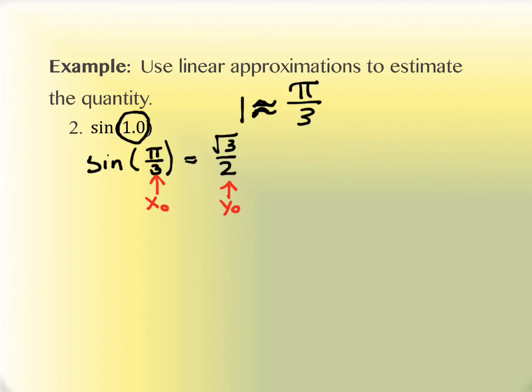So in terms of my equation, I'll write it with zeros now since I just wrote that down. I'm going to do y minus y0 equals m times x minus x0, and I know x0 and y0 now. What do I need? I need m. So how do I find m? The derivative. I need the derivative of the sine function.